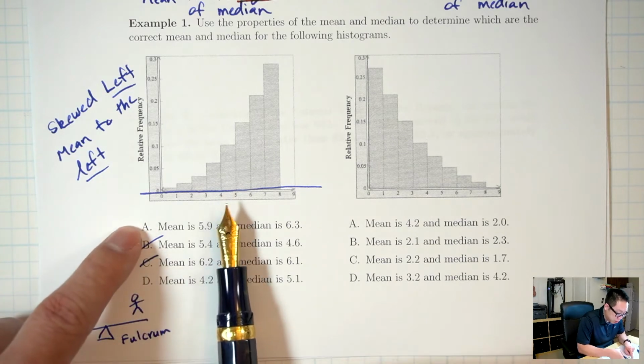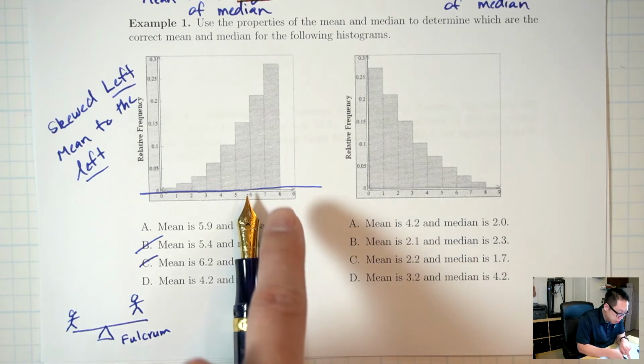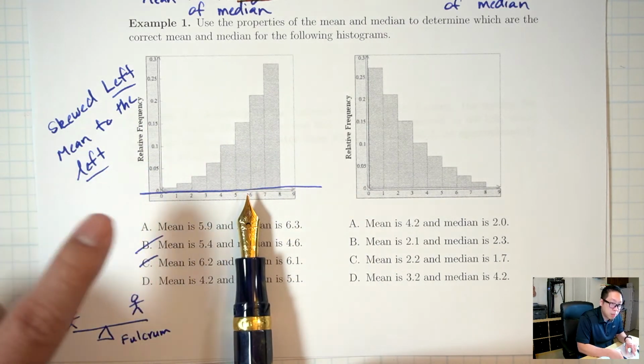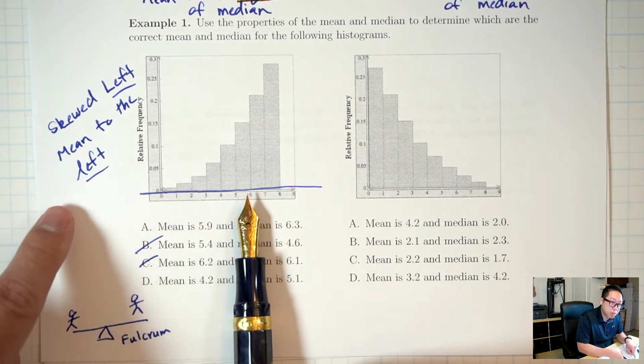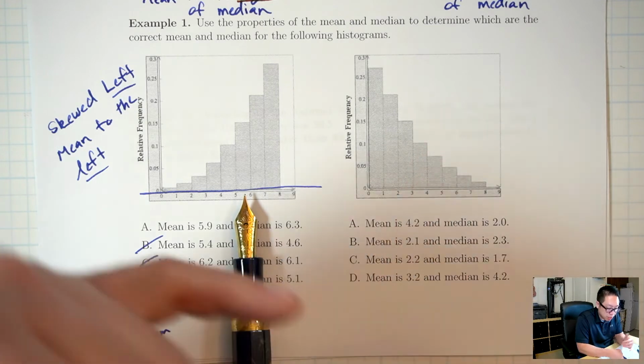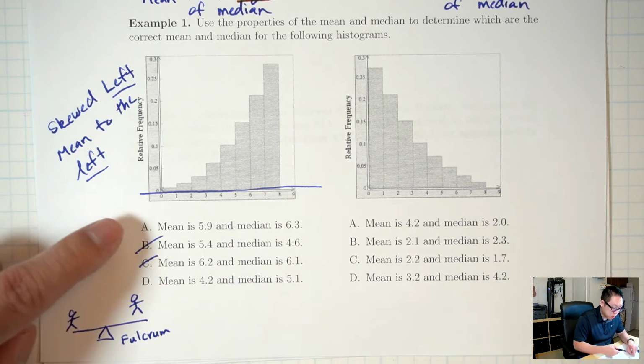Part A, 5.9, which is right here, has a better chance of being balanced because I have a few big blocks on the right side, and smaller blocks on the left side, but I have more smaller blocks. So at 5.9, it's more likely to balance. A few big blocks on the right side, and more small blocks on the left side. So it looks like it's going to balance at 5.9, which means A is the answer.